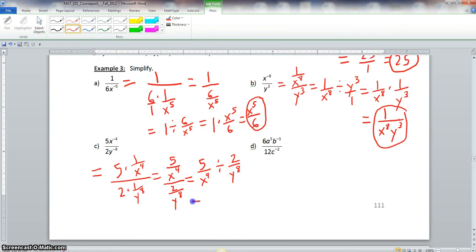Now we would change this division to multiplication. So we'll keep the first fraction the same, 5 over x to the 4th, times the reciprocal of the second fraction, y to the 8th over 2, and then we multiply. 5 times y to the 8th is 5y to the 8th, all over x to the 4th times 2, which is 2x to the 4th. And that is your final answer for this problem.